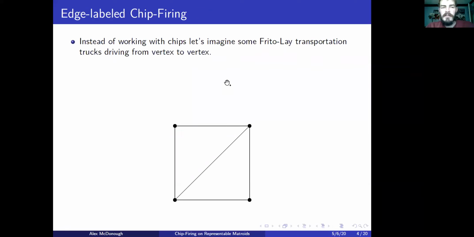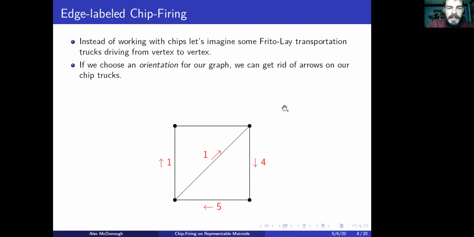So instead of working with chips on the vertices, we're going to have some chip trucks that are driving from vertex to vertex. So this is basically putting chips on the edges. So let's say we have these trucks. We have 1 truck going from here to here. We have 4 trucks going from here to here, 5 from here to here, and 1 from here to here.